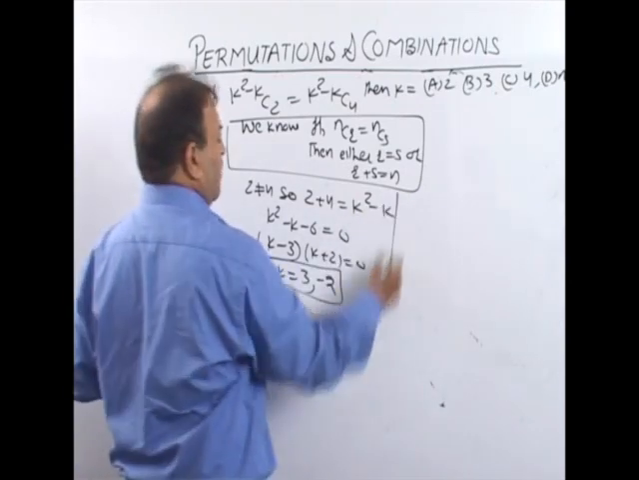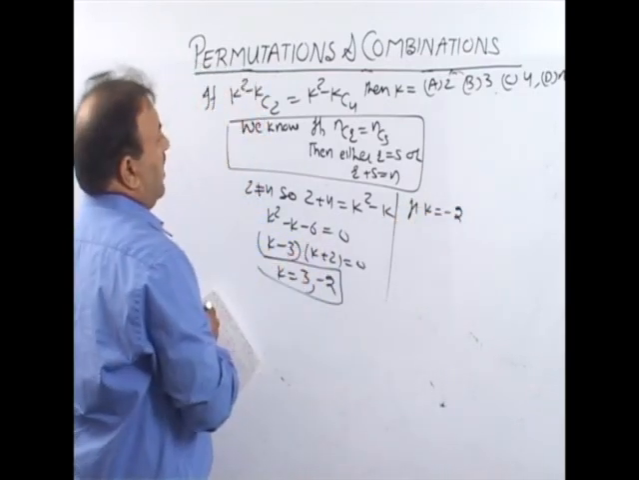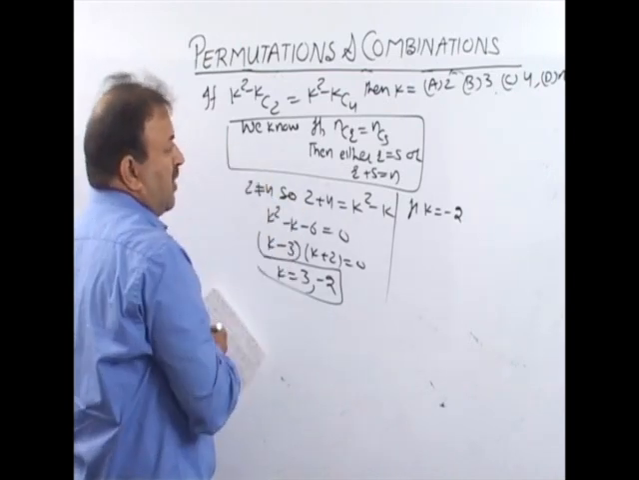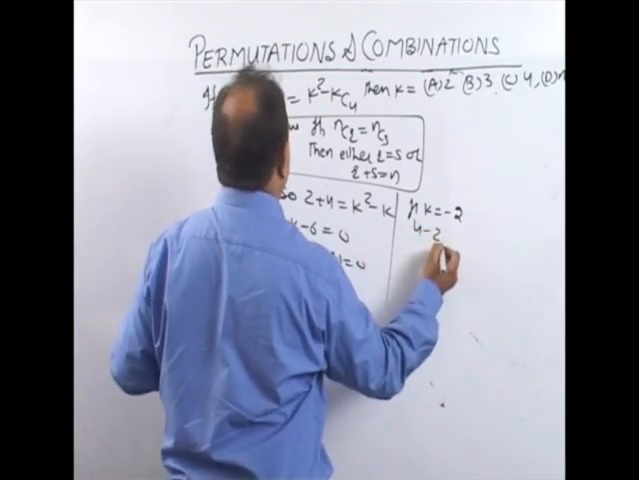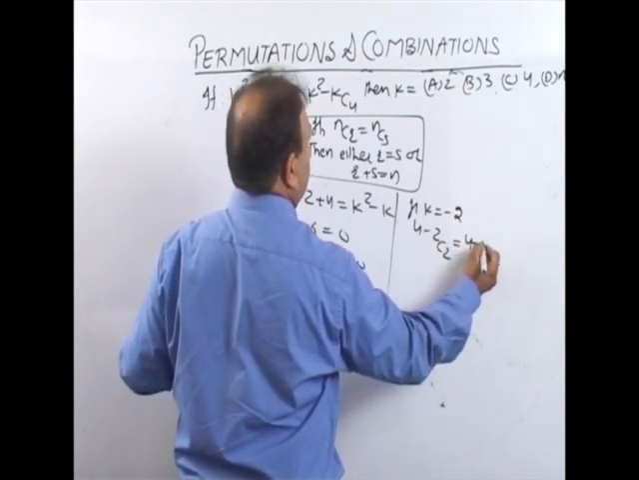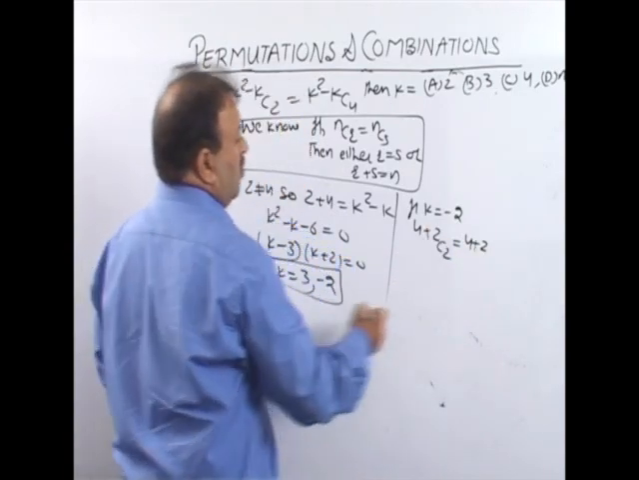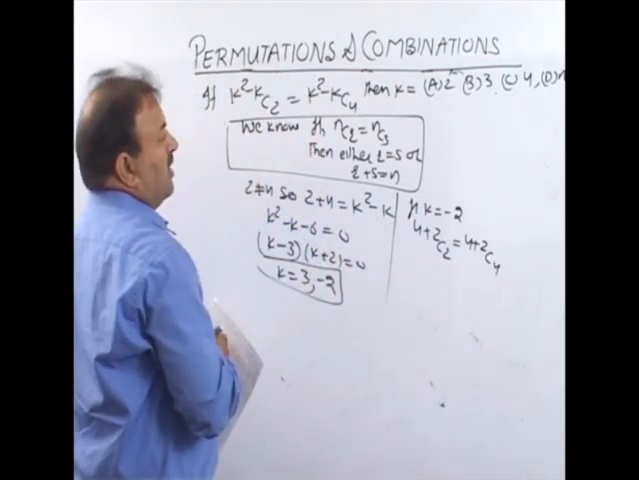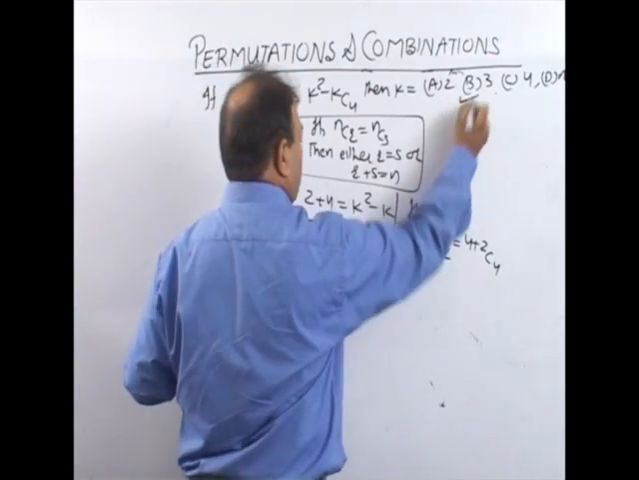Even if k is equal to minus 2, if we put it, it may not satisfy it. Let us check k is equal to minus 2. It is 4 minus 2C2 is equal to 4 minus 2C4, that is 4 plus 2, 6C2 over 6C4. Yes, this is true. But k is equal to minus 2 option has not been given out. So clearly we can say k is equal to 3.